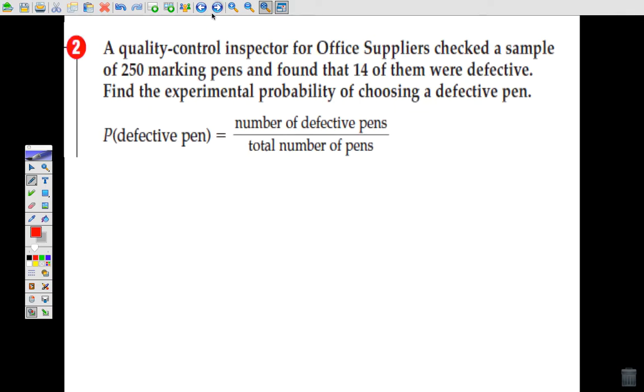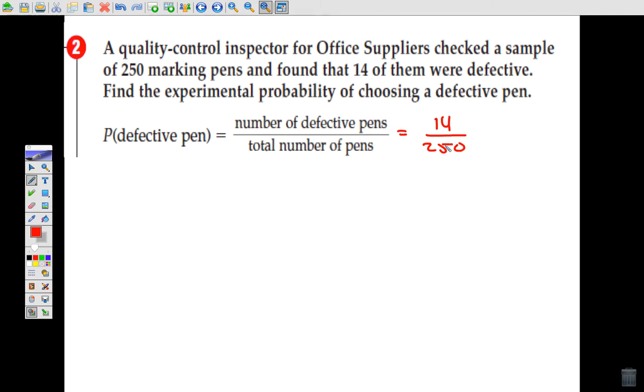All right, so let's look at another example. A quality control inspector for office suppliers checked a sample of 250 marking pens and found that 14 of them were defective. Find the experimental probability of choosing a defective pen. So in this case, it's kind of strange because we just said that it's favorable outcomes, and you wouldn't think that something being defective is favorable. But in this case, it's the chances of something that you're interested in happening. So if we're trying to do a study on defective pens, that would be the favorable outcome. So the number of defective pens in this case was 14. The total number of pens in the sample was 250.